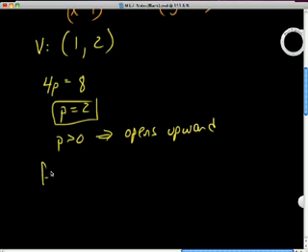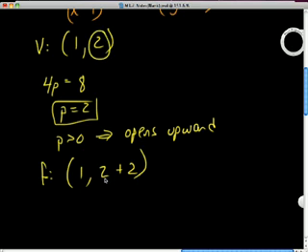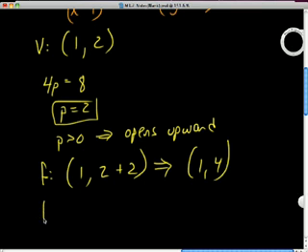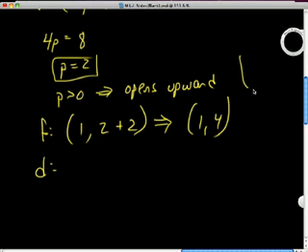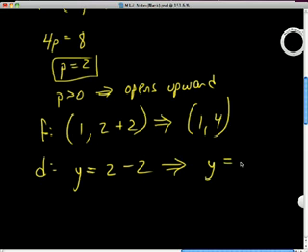So I can now find the focus. It's a vertically oriented parabola, so I find it by adding p to the y coordinate of the vertex. So this gives us (1, 4) as our focus. Our directrix is an equation, not a point. Since my graph is vertical, my directrix is horizontal, and a horizontal line is given by y equals some number. That number is the y coordinate of the vertex minus p, which is 2, so we get the equation y = 0.